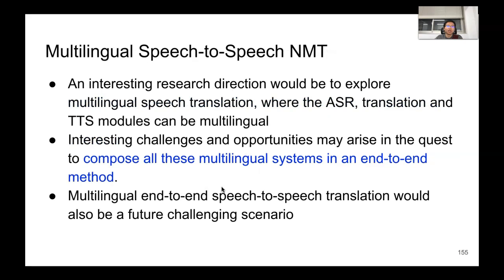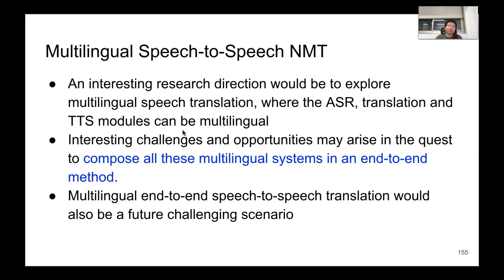And the last future direction that we want to talk about today is multilingual speech-to-speech MT. This can be a very interesting direction to explore: multilingual speech translation, where ASR, translation and TTS modules can be multilingual. I think today we have speech translation, but it is speech to text, and usually it's not multilingual, it's just bilingual. So multilingual speech-to-speech translation is really very challenging, I think.